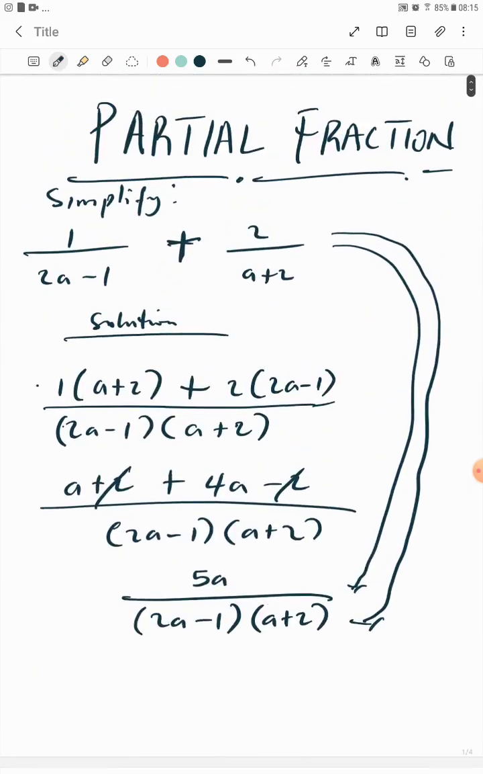So in the next video, we'll begin to look at solving partial fractions according to the nature of the denominators. That is, we're talking about the types of partial fractions. See you in that video.